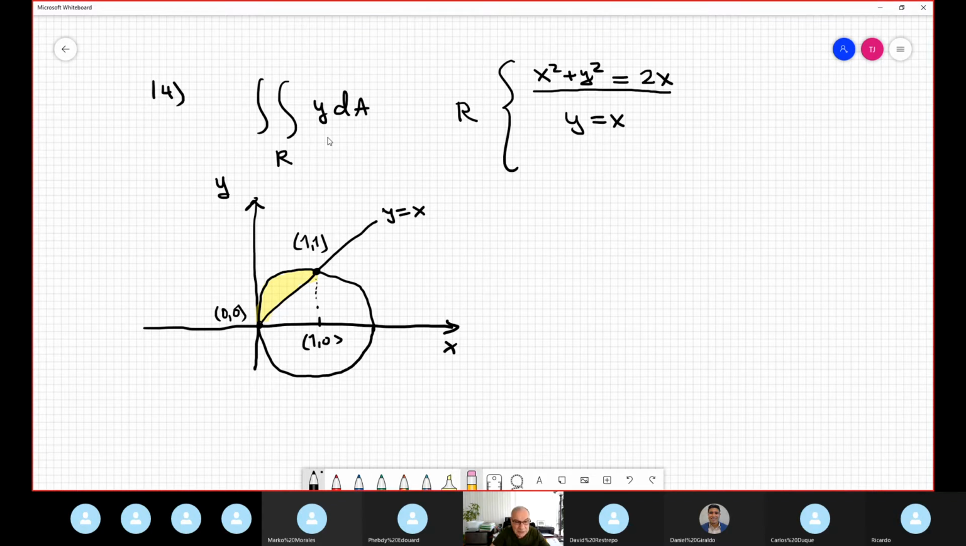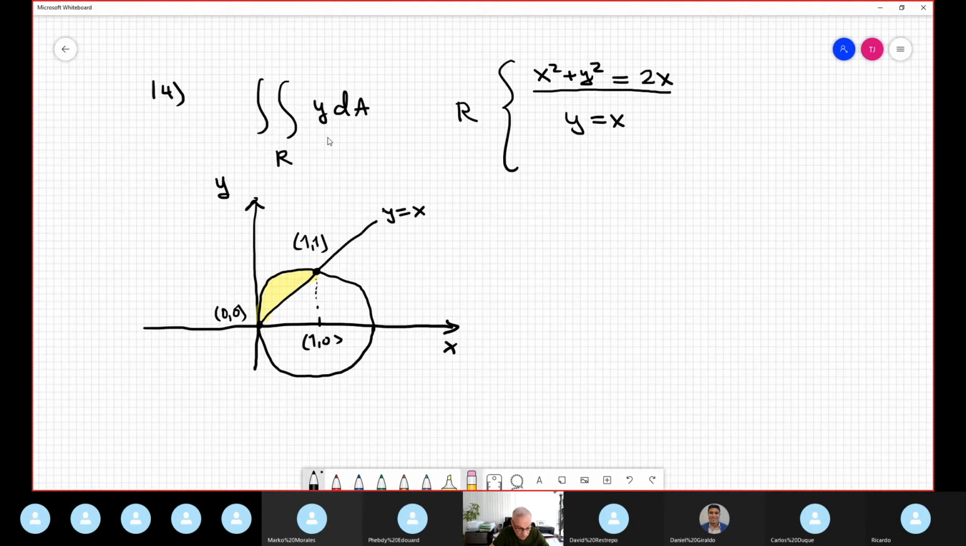Am I using polar or am I using Cartesian? What do you think? Polar or Cartesian? Let's do them both by curiosity, and you see the advantage and disadvantage of both methods. Suppose that I'm doing it using Cartesian first.